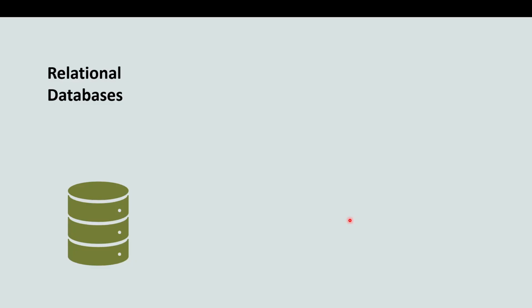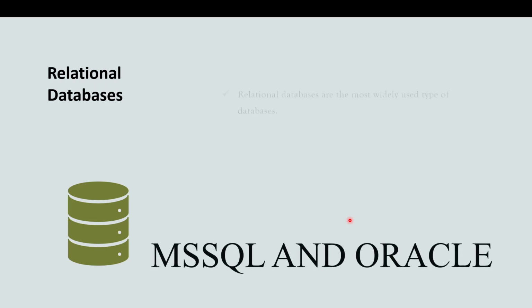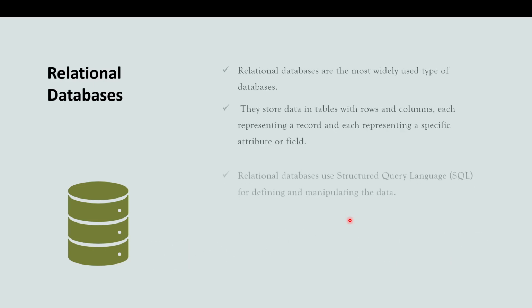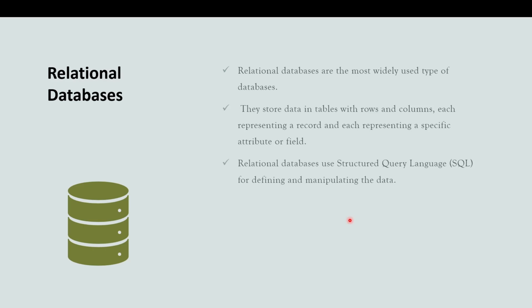So we have different types of databases out there. One of them is relational database. An example of relational database is Microsoft SQL and Oracle SQL database. They are relational because they have a table, you have a row, you have a column, and each record is being represented in a specific field. So relational database is one of the most widely used database out there. There's no company today that is not using a relational database.